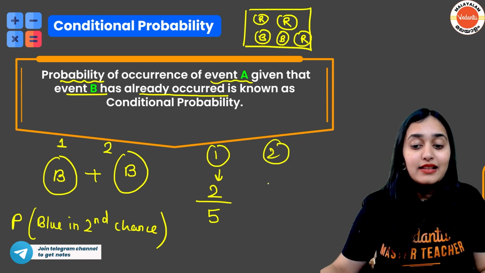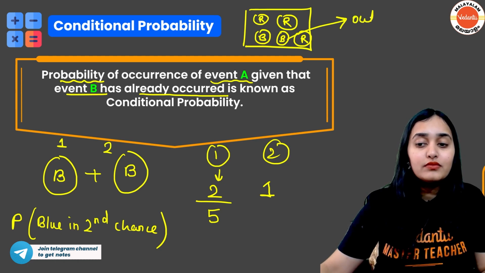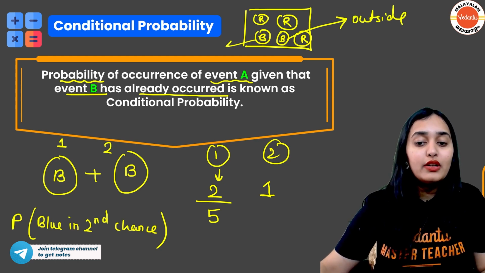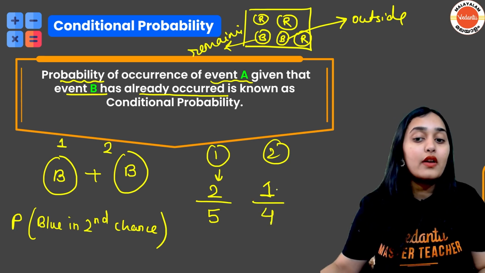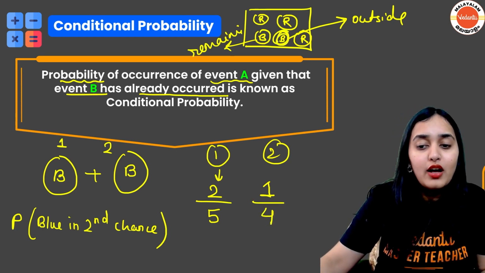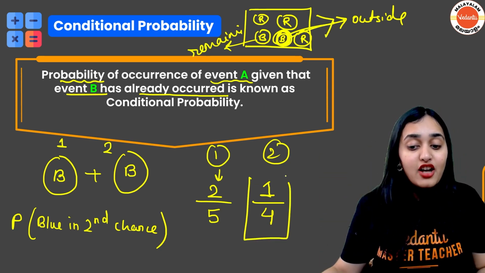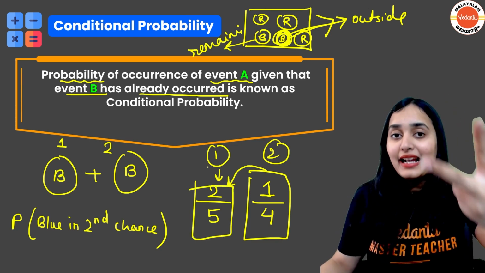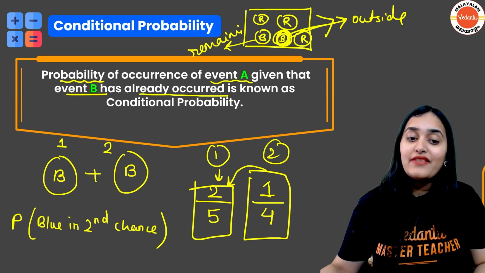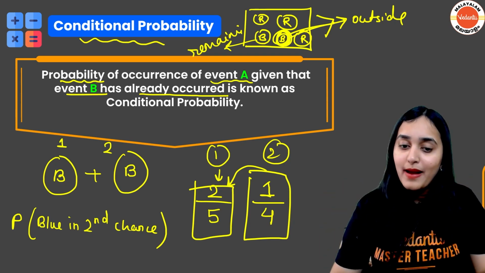Now, in the second chance, again you want to get a blue ball. But now, 1 blue ball is already outside. So, how many blue balls remain? Only 1 is remaining, right? So, now when you calculate the chance of getting a blue ball, it will be 1 out of 4. Only 4 balls are remaining. 1 blue ball has already gone out. So, inside there are only 4 balls. So, the probability of this is depending on this. Right? The probability of the second event is depending on the first event. That is conditional probability. Everybody understood what is conditional probability?